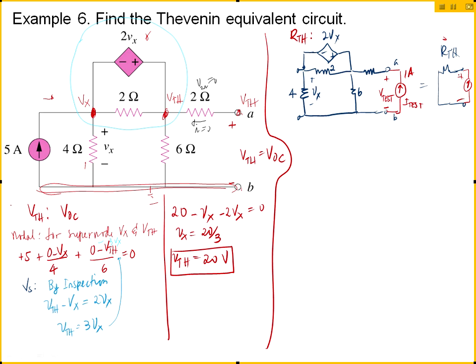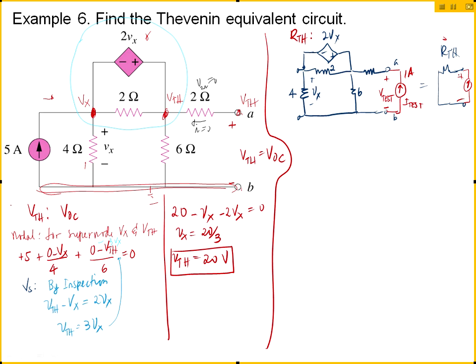We don't know R Thevenin, that's the thing. Correct. Now we try to find it. So we're going to use the left diagram to find V test.